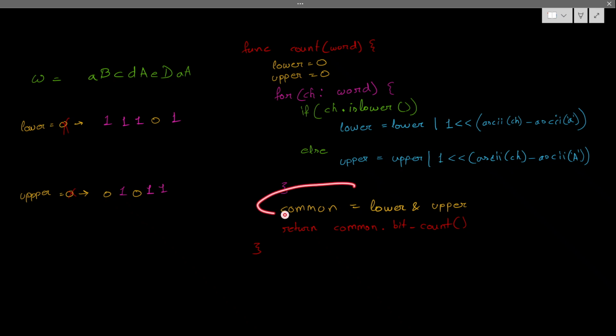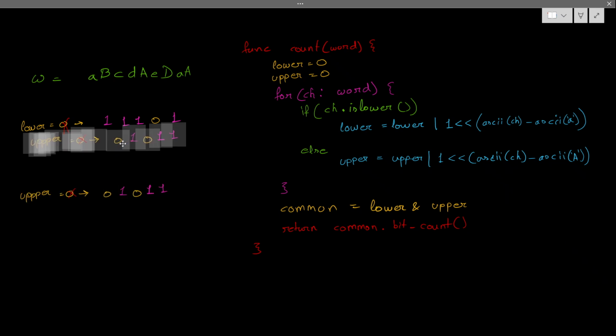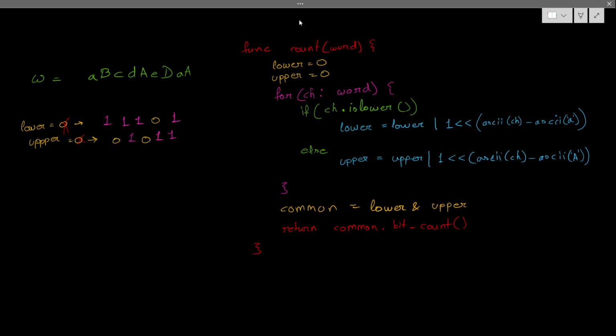Okay. So after that we did the common. Common is nothing but lower and upper. If I do the AND operation between these two cases, what will happen? This 1 and 1 will produce 1. This 0 and 1 will produce 0. This 0 1 will produce 0. This 1 1 represents 1 and this 0 will produce 0. 0 1 produces 1. 1 1 produces 1. 1 0 produces 0, 1 0 produces 0, 1 1 produces 1, and 1 0 produces 1. This is my common.